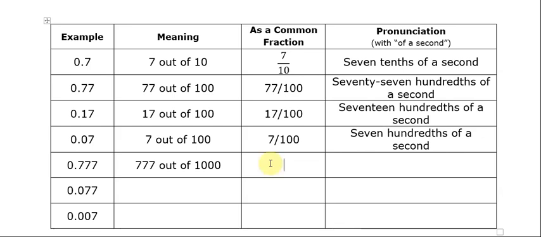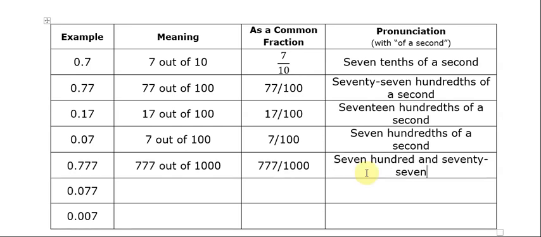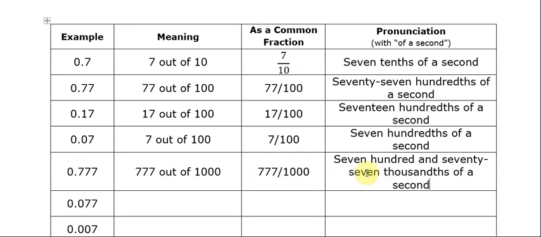Now, as a common fraction, we can write that as 777 upon 1000. And we pronounce that as 777. Oh, this one is a long one. 777 thousandths, and in our context, of a second. So that's 777 thousandths of a second.